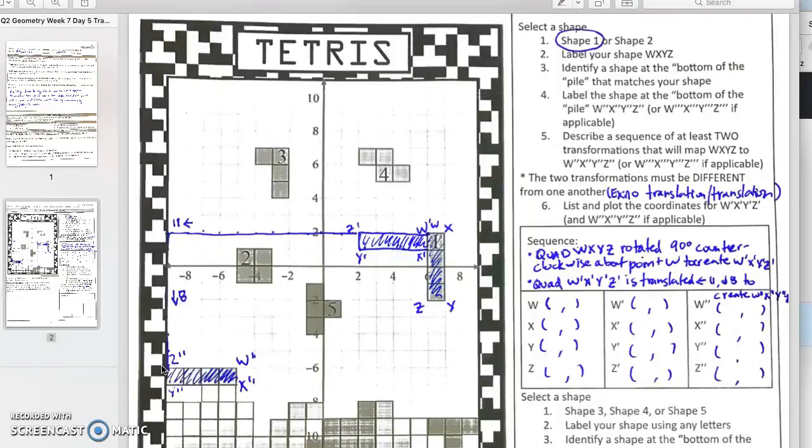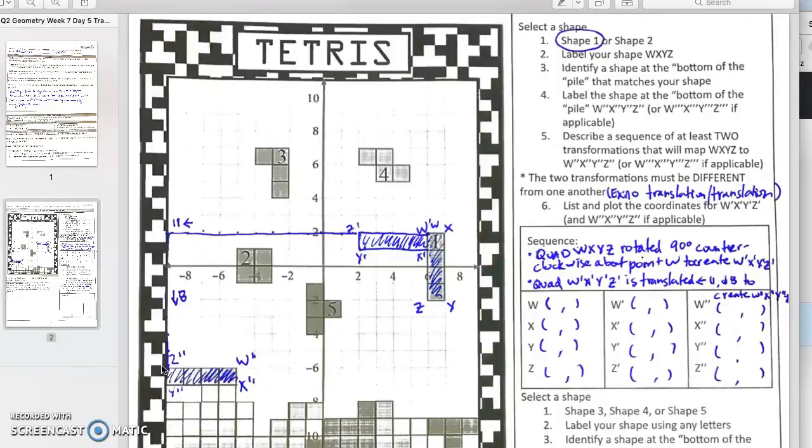And our transformations must be different from one another. So that means you couldn't have a translation and a translation, or a rotation and a rotation, or a reflection and a reflection. You need to choose 2 separate types of transformations to map your first shape to the image of your image.